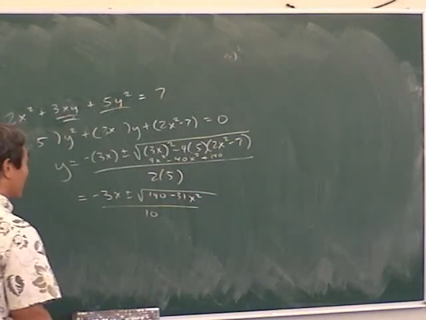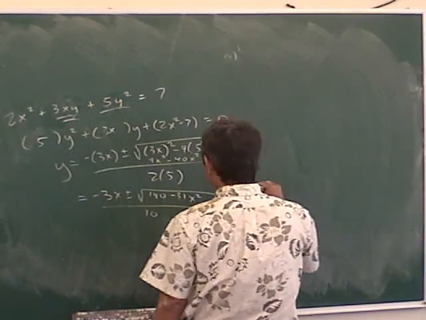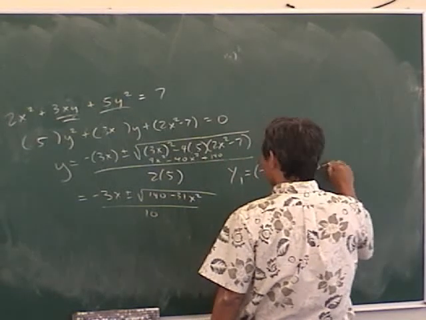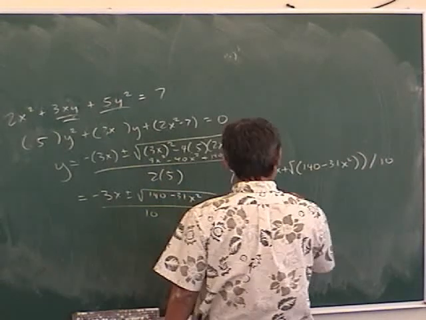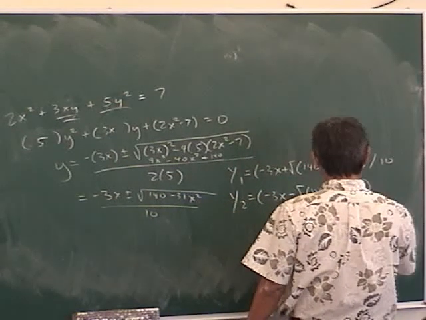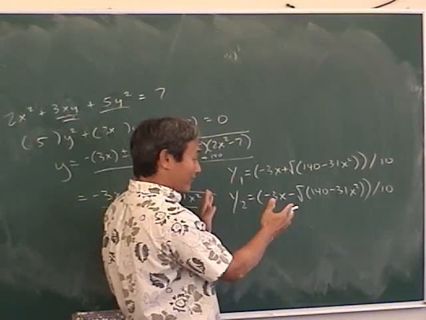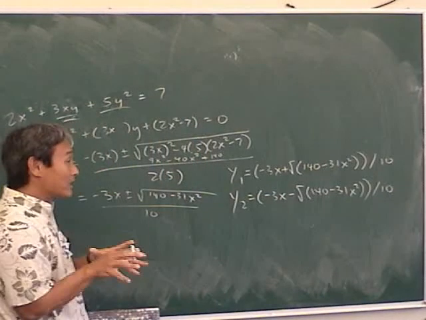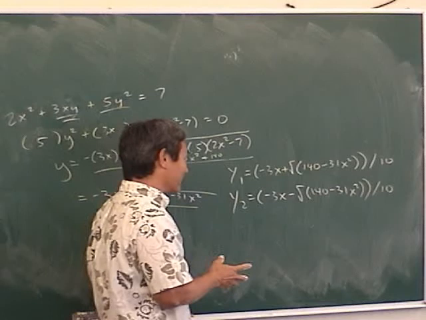So how the heck do I do this on my calculator? Well, you do one with the plus and one with the minus. So this is what you punch in your calculator. y1 equals negative 3x plus the square root of 140 minus 31x squared, divided by 10. And the other one is going to be negative 3x minus the square root of 140 minus 31x squared, divided by 10. This one will graph the upper half of the graph, this one graphs the lower half. You put them together and you get the whole graph. Because your calculator right now can only graph functions. So that's why you have to solve for y.